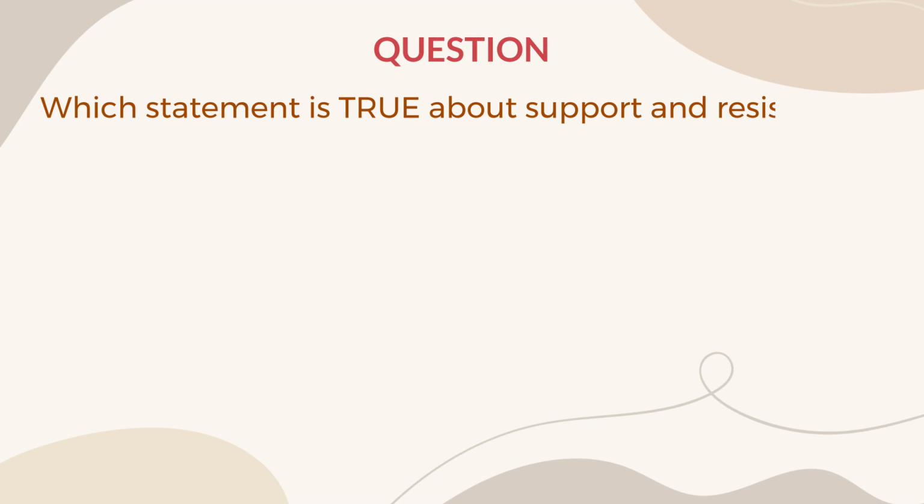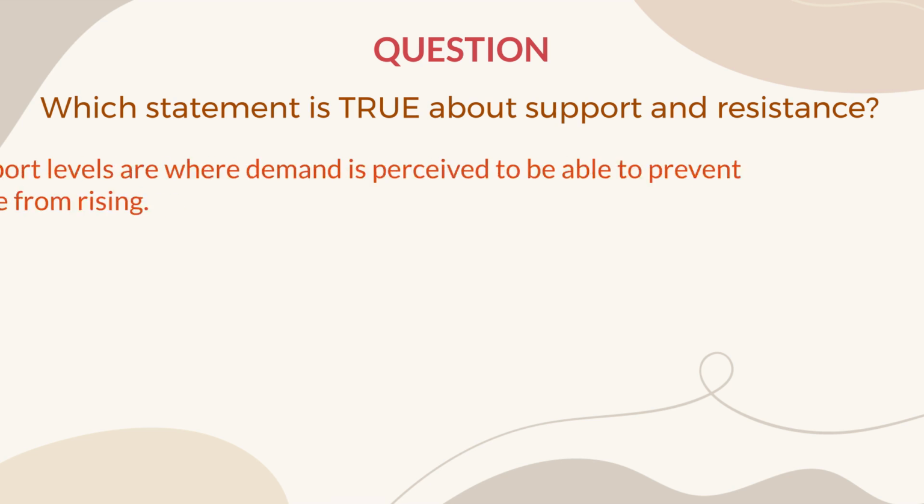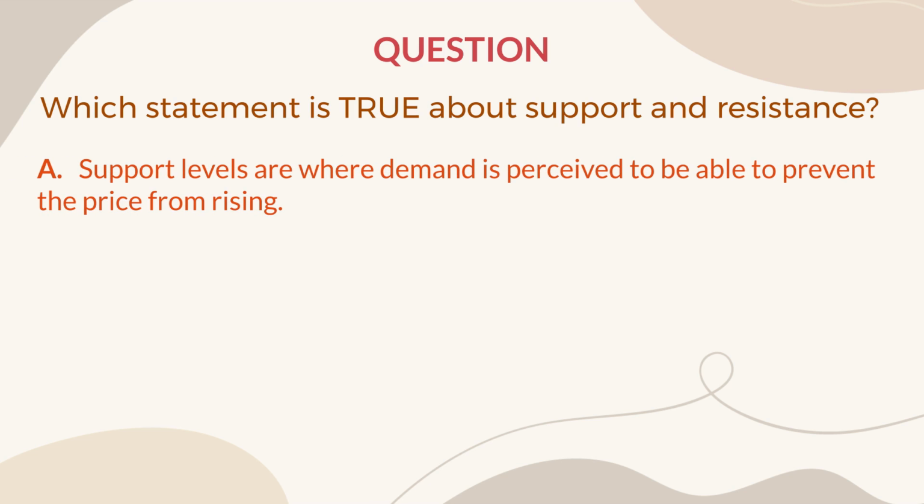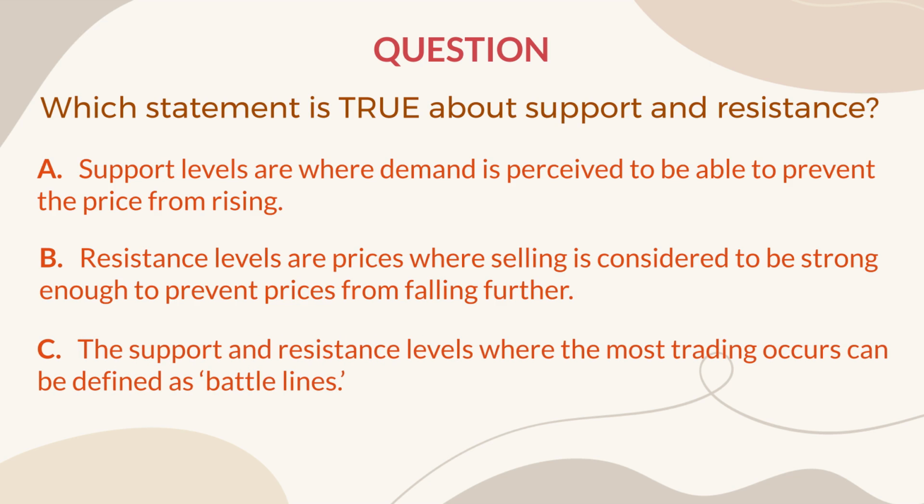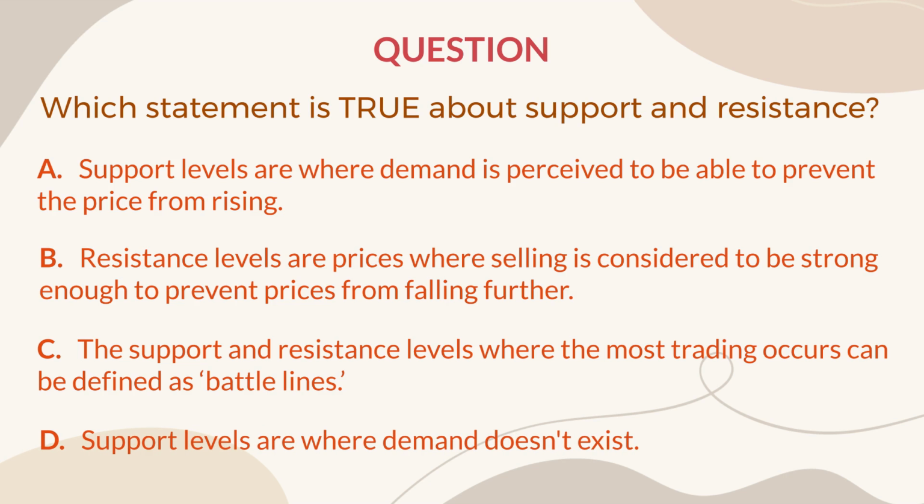Answer the question. Which statement is true about support and resistance? A. Support levels are where demand is perceived to be able to prevent the price from rising. B. Resistance levels are prices where selling is considered to be strong enough to prevent prices from falling further. C. The support and resistance levels, where the most trading occurs, can be defined as battle lines. D. Support levels are where demand doesn't exist.